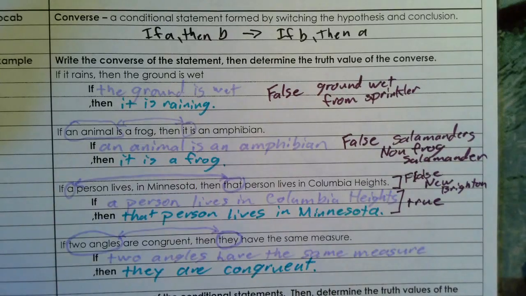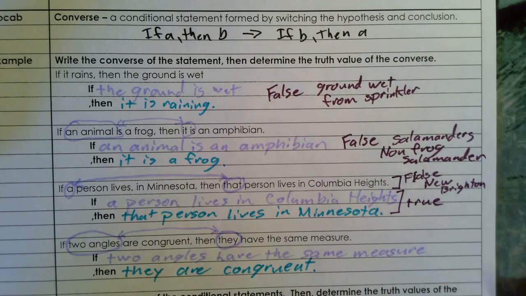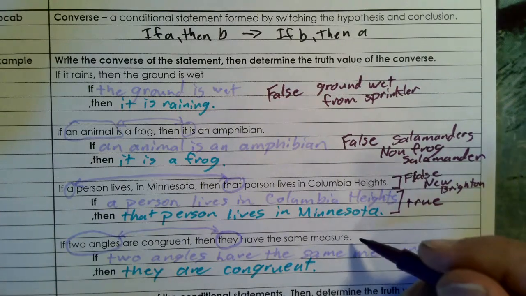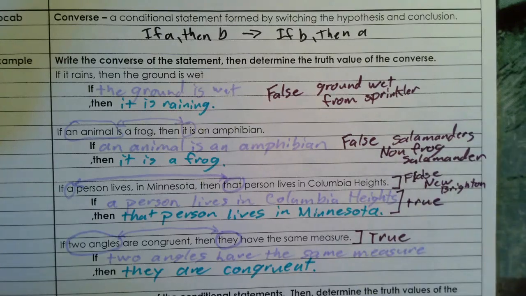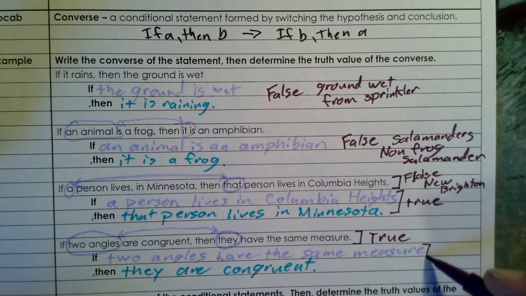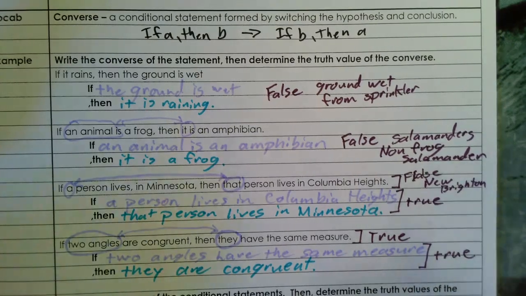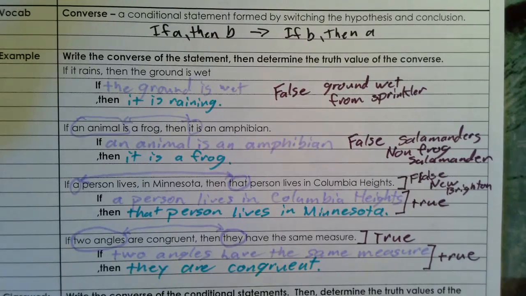This one's cool because both of these statements are true. If two angles are congruent, they have the same measure. That's true. When they're congruent, same measure. And if two angles have the same measure, hey, they have to be congruent. So that's also true. So even though we reversed the hypothesis and the conclusion, we were able to get two true statements out of that. So that's cool.